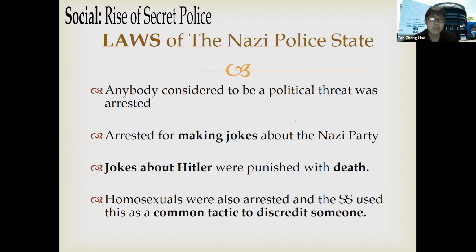If you joked about the Nazi party or Hitler, you could be killed. If you were doing things that the Nazi party did not like, like homosexuality, they can accuse someone of being a homosexual, and under the Nazi party it was not supported, and they can use that as a chance to just arrest you. So I can say, oh, you're homosexual, I arrest you.